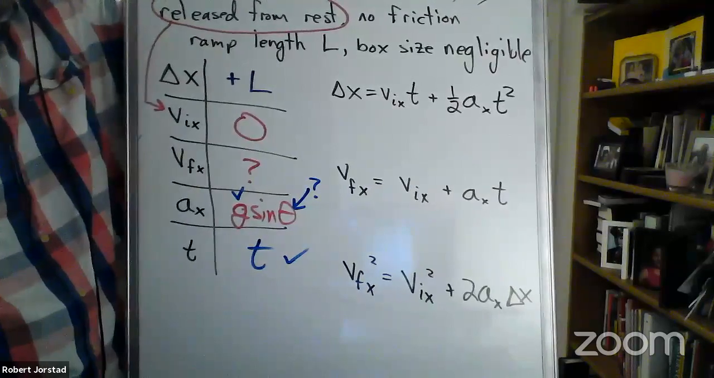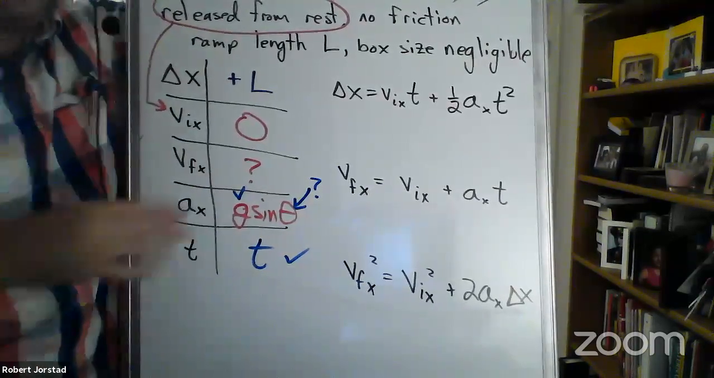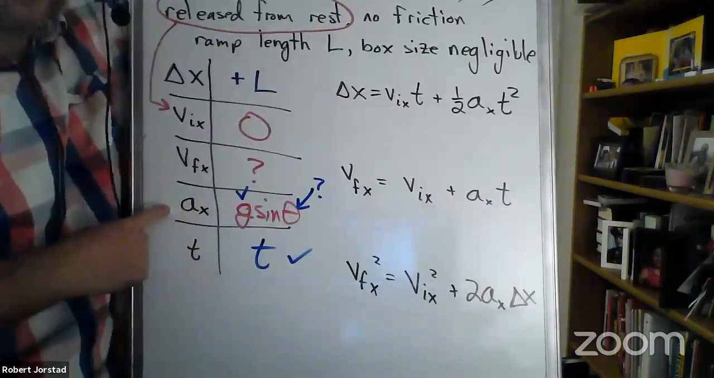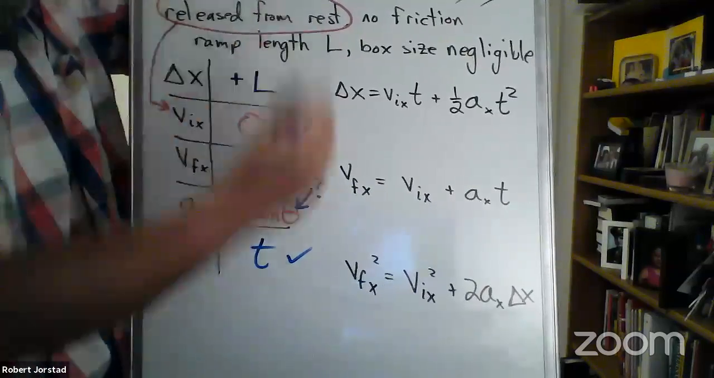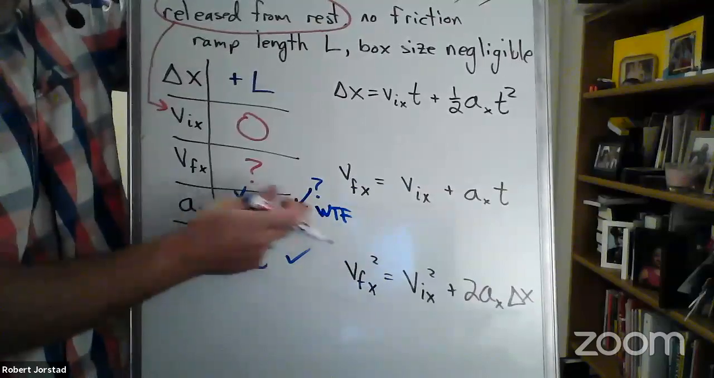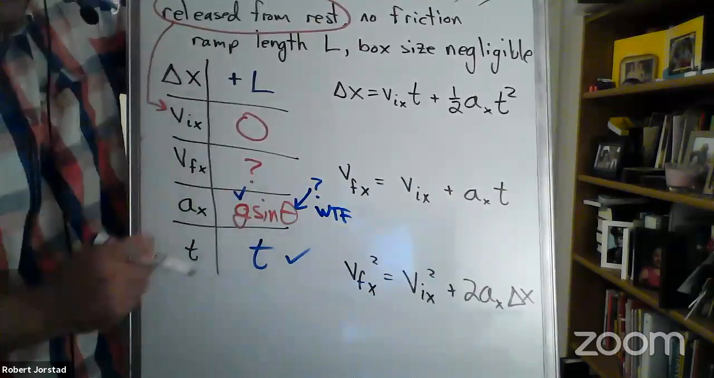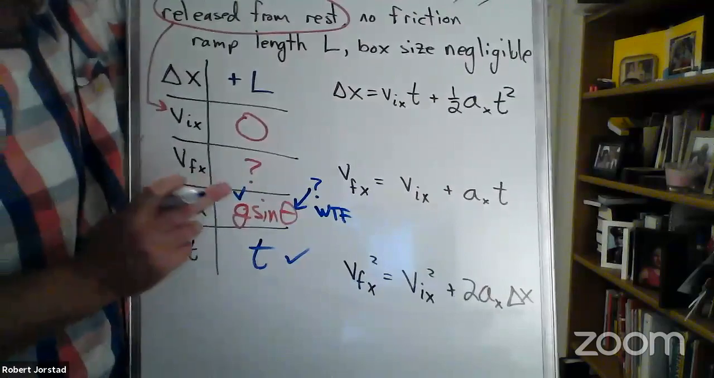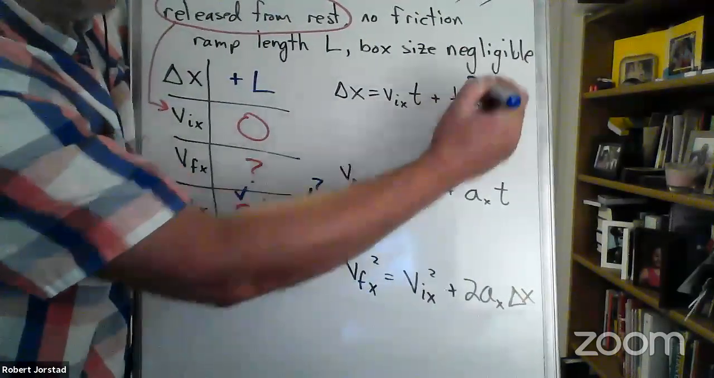What are we looking for? Theta. Which one of these variables has theta in it? A. So we're going to go through. We're looking for the acceleration. If we can get the acceleration, we know what g is. We should be able to find theta. So what could we do? Let's see. This is what we're looking for.